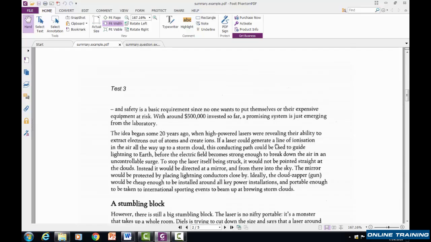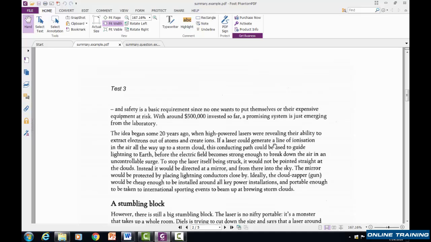So here's ionization. Let's just start at the beginning and look at our topic sentence. I'm right here in this paragraph that starts with the words, "The idea." The idea began some 20 years ago when high-powered lasers were revealing their ability to extract electrons out of atoms and create ions. So there's our answer right there: atoms, because extract means remove. Extract electrons out of atoms and create ions.